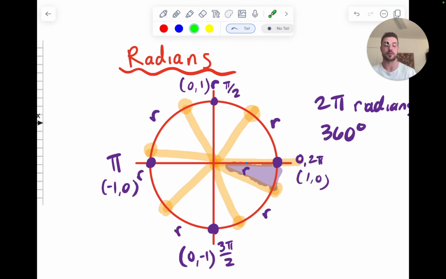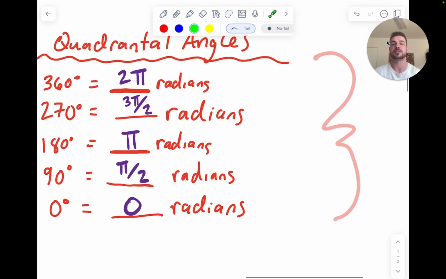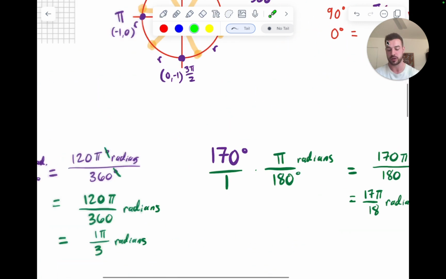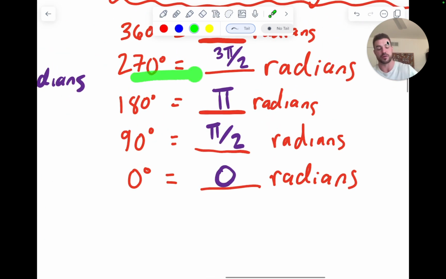Okay, so using that information, we're able to find some other angles, like 90 degrees here is equivalent to pi over 2 radians. 180 degrees here is equivalent to pi radians. And then we have 270 degrees is equivalent to 3 pi over 2. All right, so those quadrantal angles are really important. Those are the values that are directly in between our different quadrants. And that is kind of what we use to do our conversions down here. We're just using equivalent values.